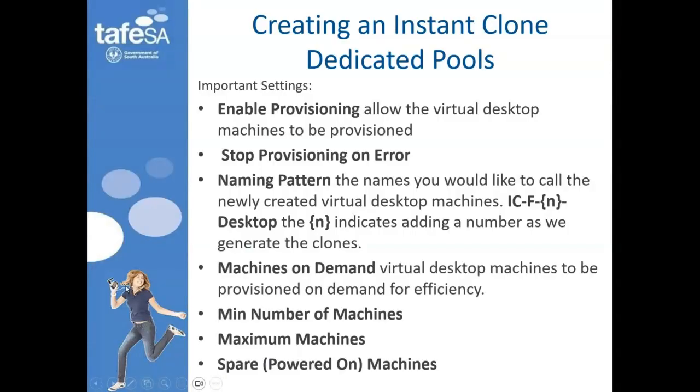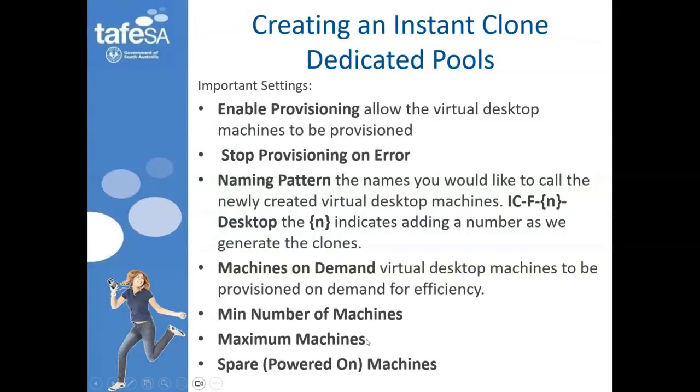Machines on demand, like we talked about, means virtual machines are provisioned on demand for efficiency. There's also the minimum number of machines, maximum number of machines, and spare machines. That's important because we don't want to generate the clones and have the user wait. So the minimum number of machines is 1, possibly. We want to keep 1 alive, which is fine. And then when a user logs in, they'll use up that 1 machine, right?